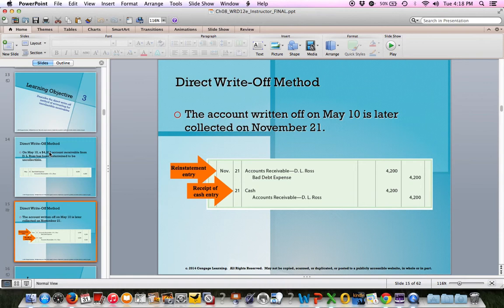And so in this one, we basically have to reestablish the asset. We debit account receivable, we remove the bad debt expense, and then we record the receipt of the payment. So we undo the bad debt in the first entry. The second entry, we record the payment just like we would record any normal payment on account.